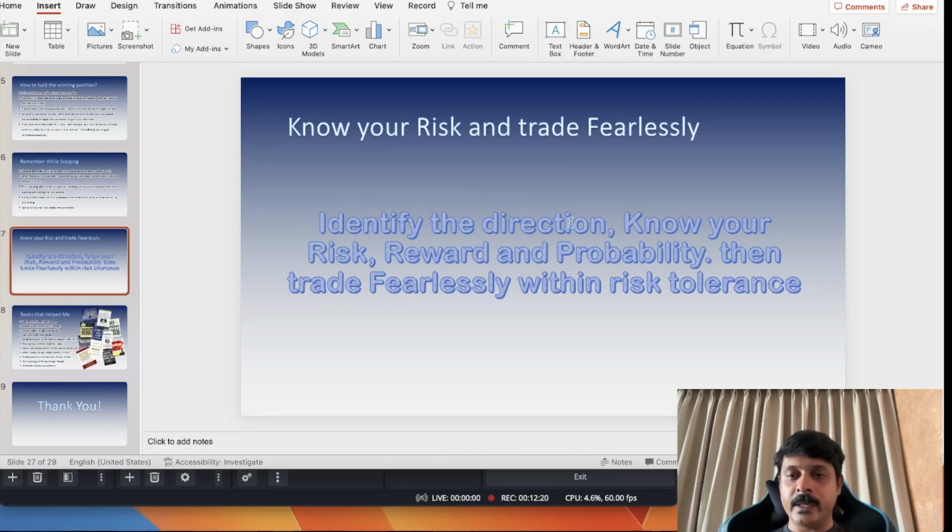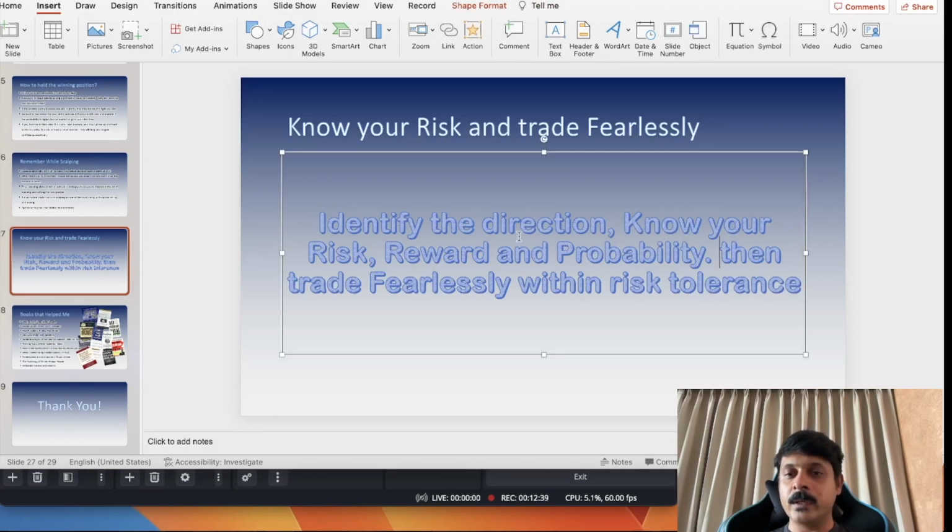Identify the direction, know your risk, reward, and probability, then trade fearlessly within the risk tolerance. That's what I do. Some people, for identifying the direction and risk, reward and probability, use technical analysis and technical tools. That is absolutely fine. I'm not saying that it is not. Even though I take a different approach, using technical tools for these things is okay. But even when you use technical tools, trade fearlessly and trade within risk tolerance, that is most important.